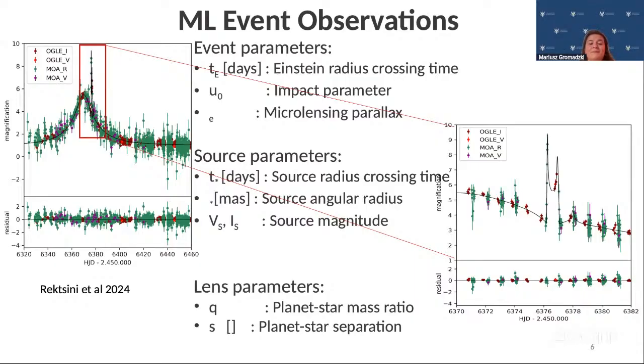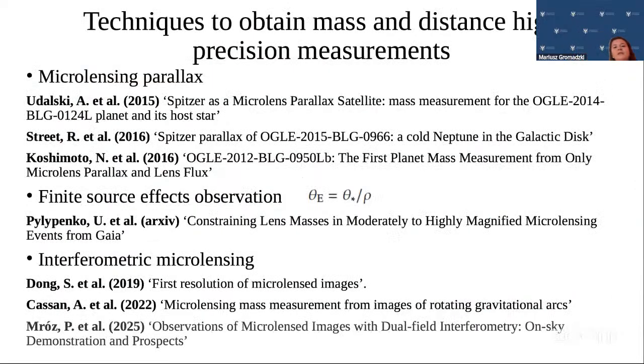And so what we usually do is use Bayesian analysis with galactic models. Choose the galactic model wisely because results may change dramatically, but still we don't get a real precision. There are techniques to obtain mass and distance with high precision. The first would be to actually observe the microlensing parallax. This can happen either if we have observations from the ground and from space, so with a space telescope, or if the event lasts too long.